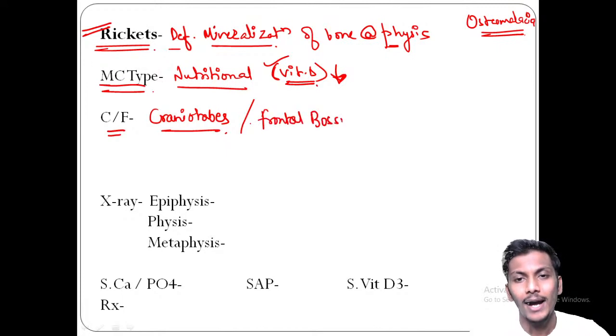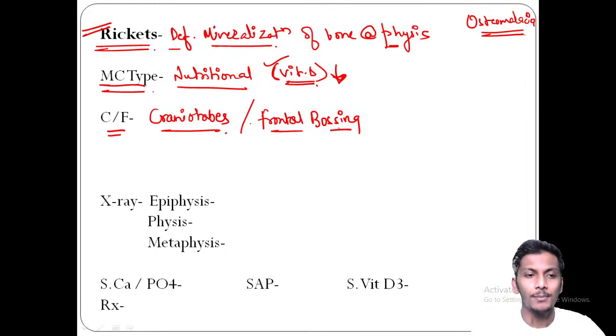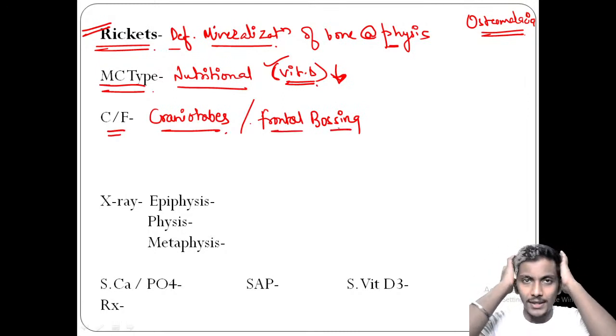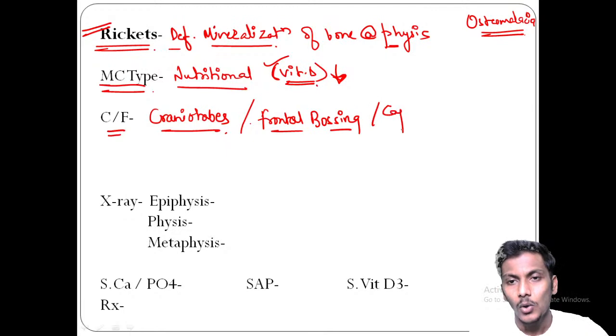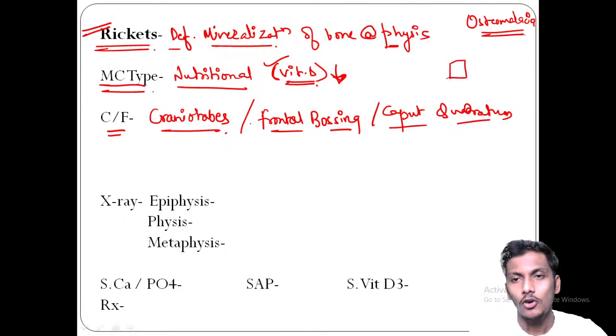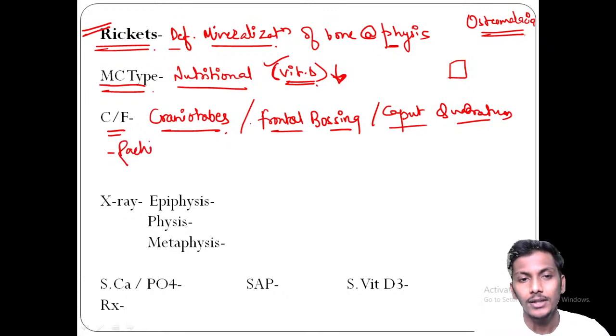Why is the frontal bone predominant? Please remember, the other skull bones are not being mineralized properly. That would lead to a very dominant frontal bone, known as frontal bossing. Next one is caput quadratum. What do we mean by caput quadratum? It means squaring of your skull. The skull becomes like a square, and the squaring of skull is known as caput quadratum. Next one, a very important finding, is known as rachitic rosary.